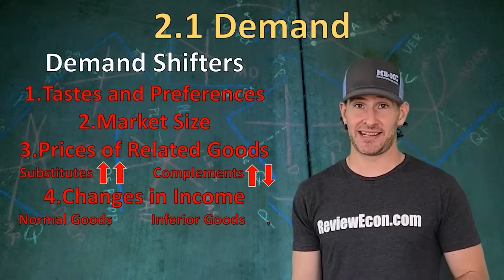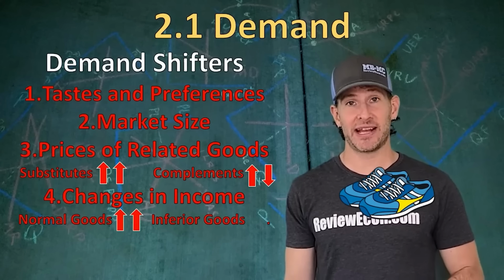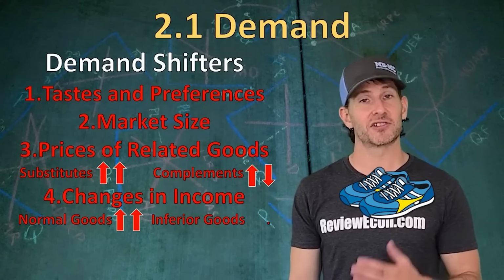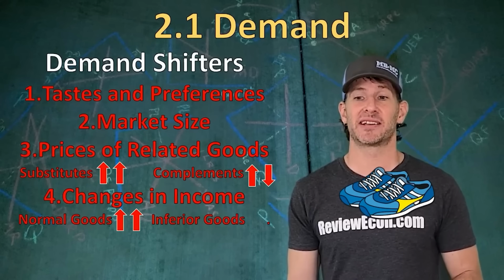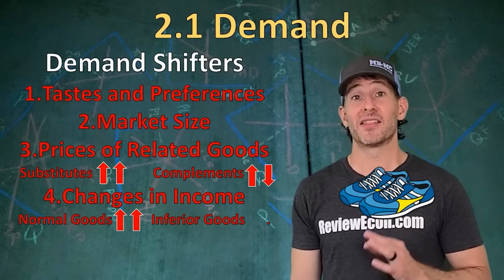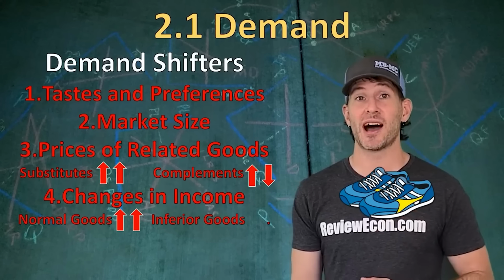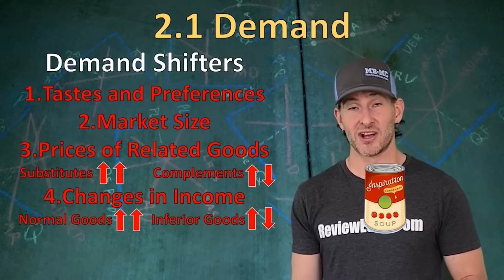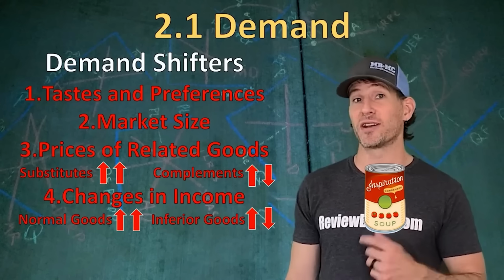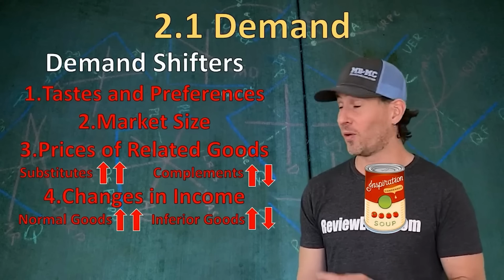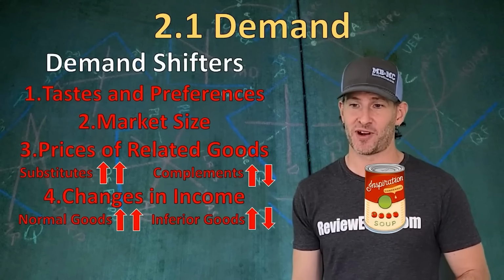Next, we have changes in income. For most goods, like shoes, when you have more income, you buy more of that product. So an increase in consumer income will increase the demand, and a decrease in consumer income will decrease the demand. The other type of good is called inferior goods. With inferior goods, when incomes rise, people buy less of those products. So incomes rise and demand actually decreases. Those are things like one-ply toilet paper, or top ramen, or condensed soup. When incomes rise, people buy less of those products.